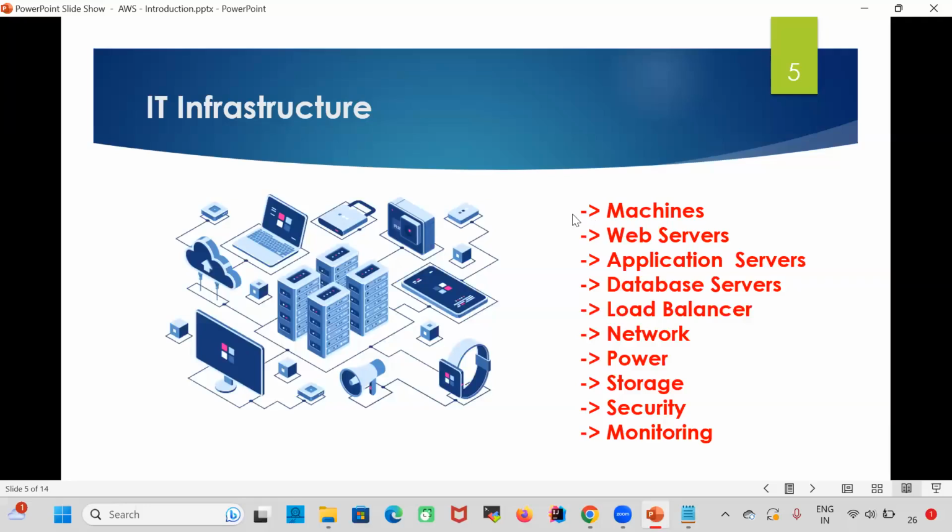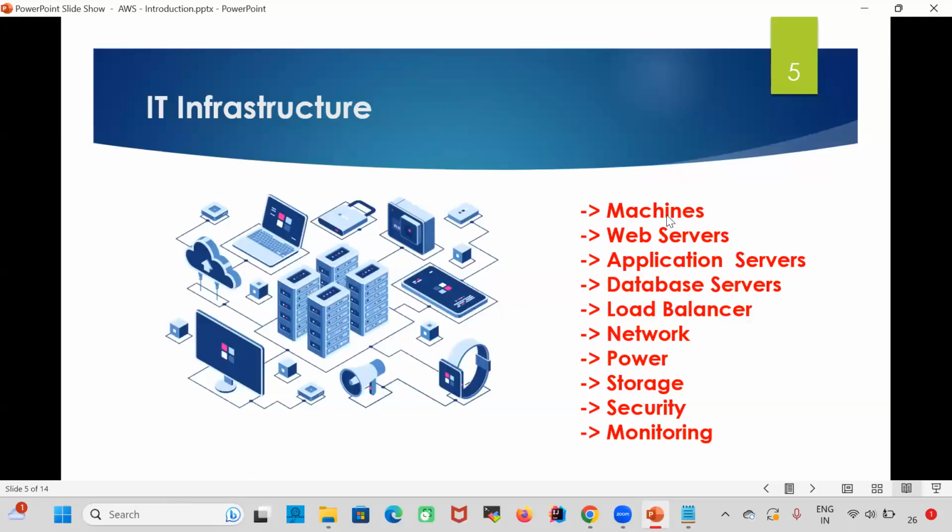So in order to develop and run one software project, whatever is required, that is called IT infrastructure. Are you guys getting my point? What is infrastructure? Infrastructure is nothing but the resources which we need to run our business. The resources which are required to run our business are called infrastructure. To run a software company, to develop a project, to run the project, we need IT infrastructure.